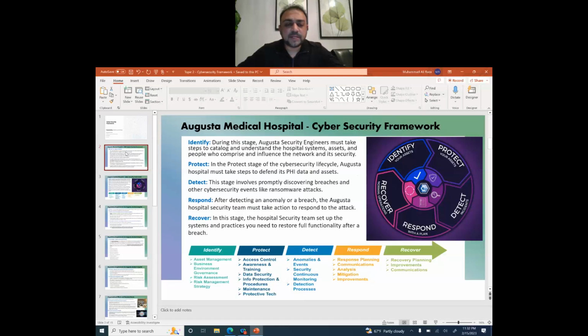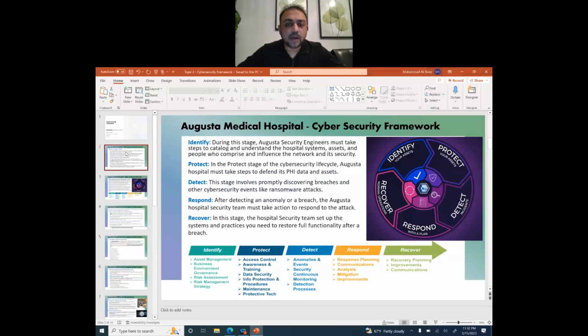In identify, we need to identify the security threats, and that's how the risk management and the risk management strategy come into the picture. In this stage, all of the critical systems and the infrastructure need to be identified, and the risk management needs to be done at this stage. What are the critical services that need to be protected from the security threats?